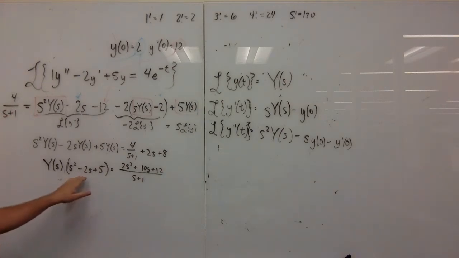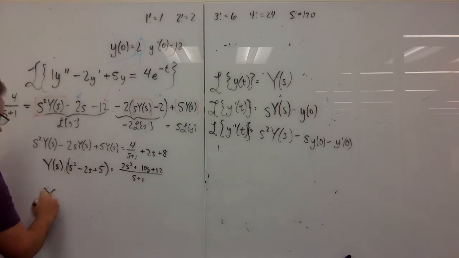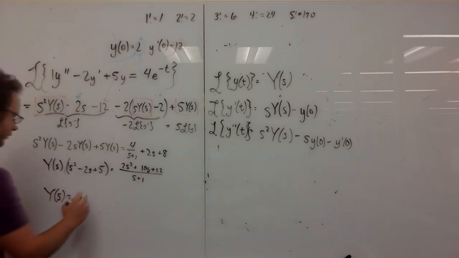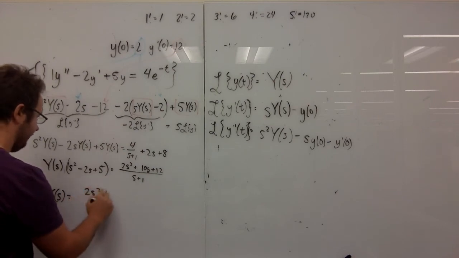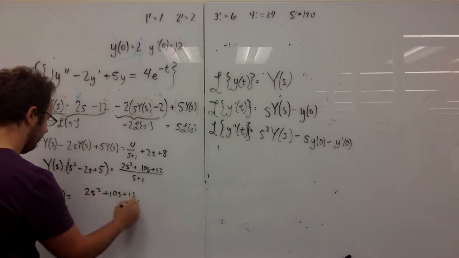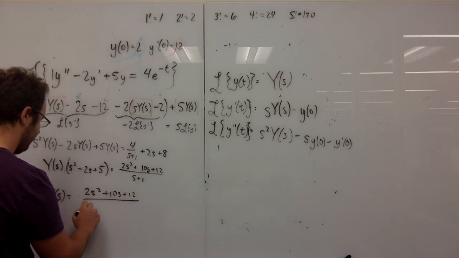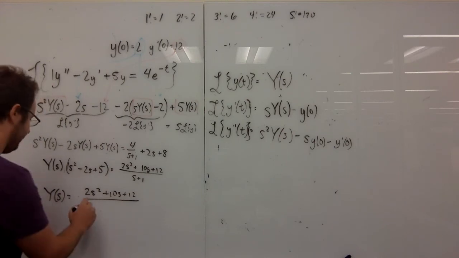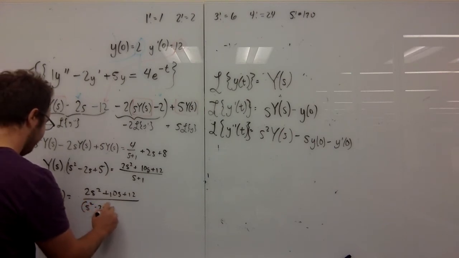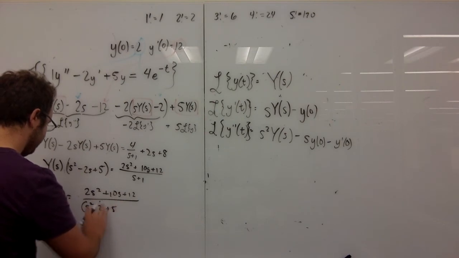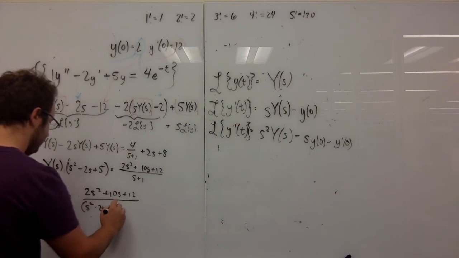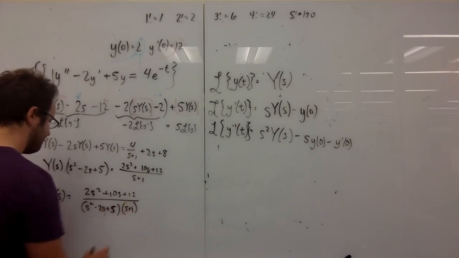Lastly, we're going to divide through by s squared minus 2s plus 5 to give us Y of s equals 2s squared plus 10s plus 12 all over s squared minus 2s plus 5 times s plus 1. Cool?